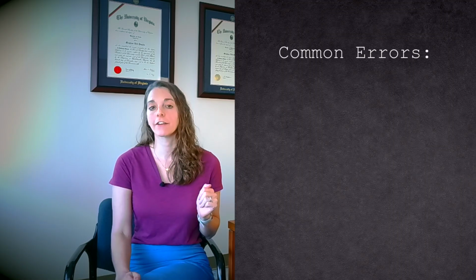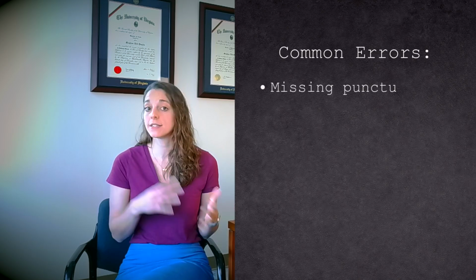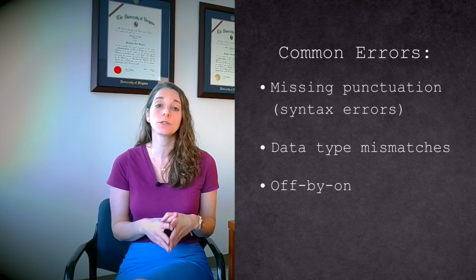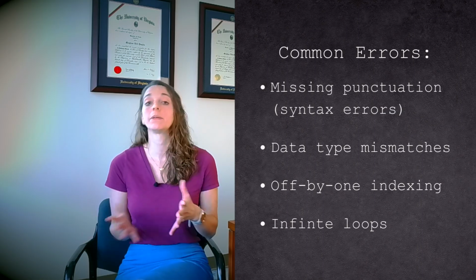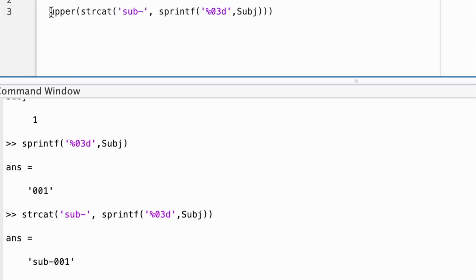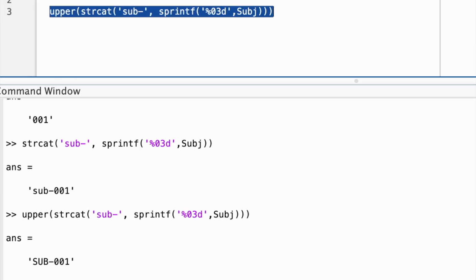Know common errors to check for, things like missing punctuation, syntax errors, data type mismatches, off by one indexing mistakes, or infinite loops where conditions never become false. Start small. Isolate the problematic section by inserting print or debug statements to check where your code breaks. And finally, try what I call onioning. Peel back each part of the line causing issues, checking variable names, values, and function calls step by step.